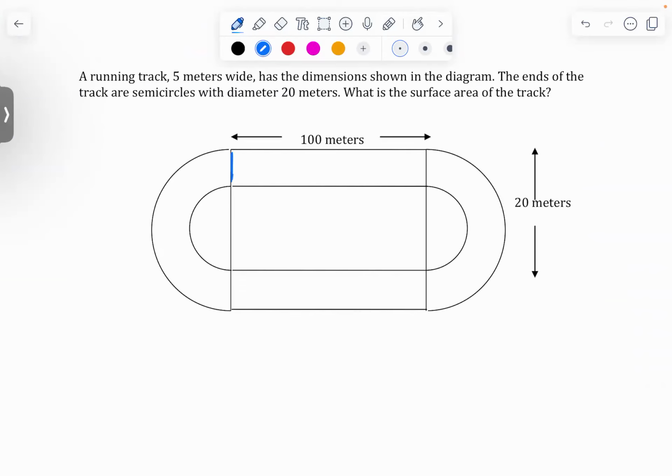So we're told we have distances 5 meters, 5 meters. If the track is 5 meters wide, the whole thing is 20 meters. That means the actual radius of the whole thing is 10 meters. But if we know that the width of the track is 5 meters, that means this inside radius is also 5 meters.